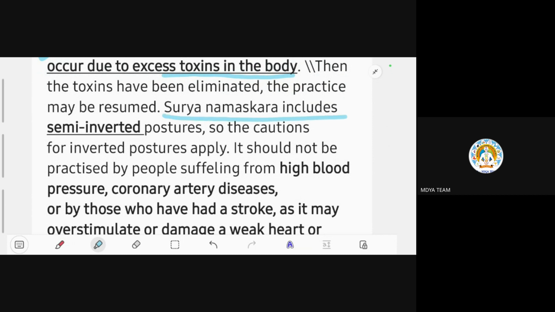Surya Namaskar includes semi-inverted postures, right? So the caution for inverted postures applies. It should not be practiced by people suffering from high BP or coronary artery disease, meaning heart disease.